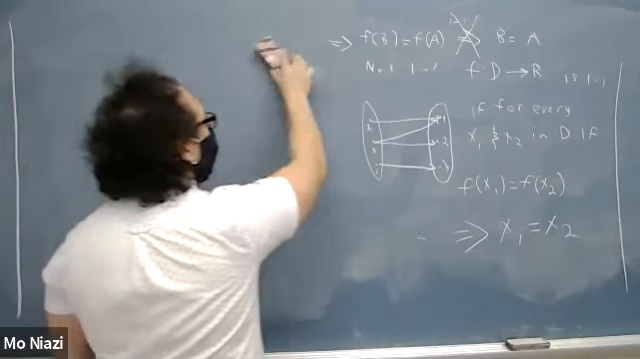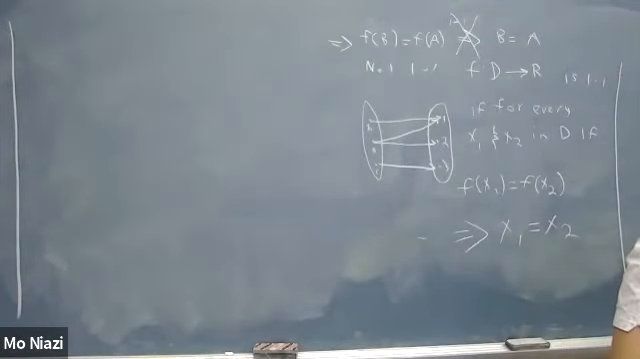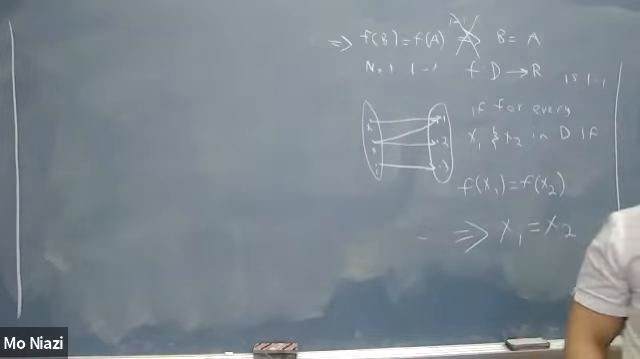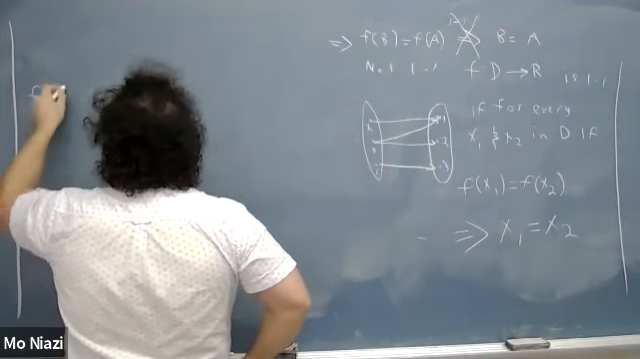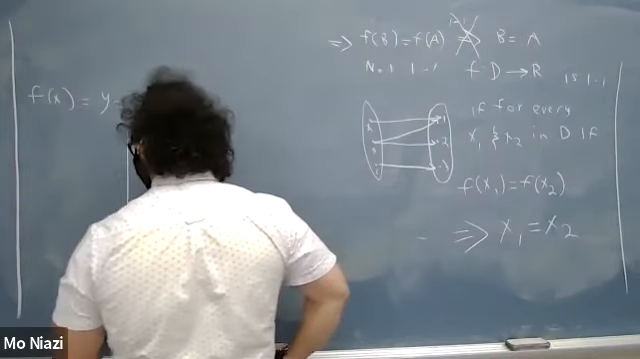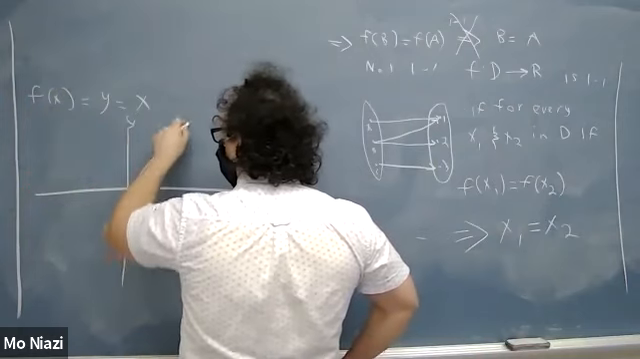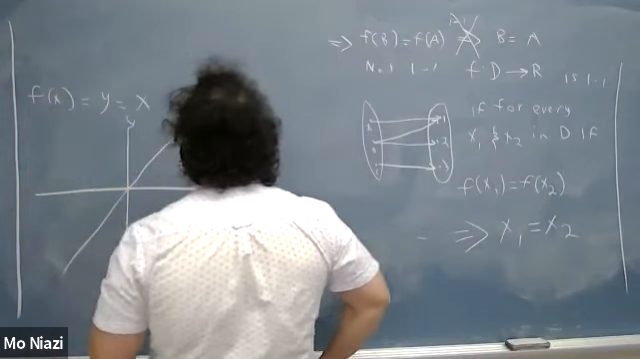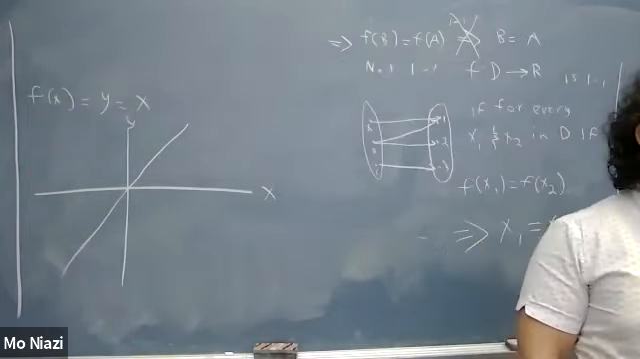So why do we care about 1 to 1? Well, if a function is 1 to 1, then you will see that it has many interesting properties. So here are some examples of graphs. Let's say f of x, which is your y, equals x. From pre-calc, you guys remember how that graph looks? Here's the x-axis. Here's the y-axis. F of x, or y equals x, is just a line that goes through the origin. Its slope is 1. Its y-intercept is 0.